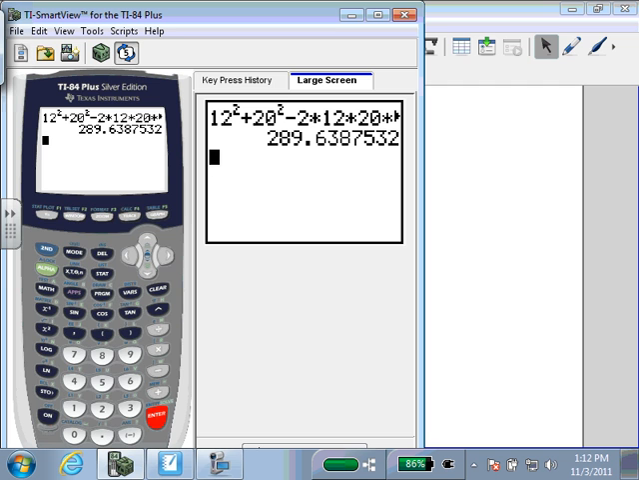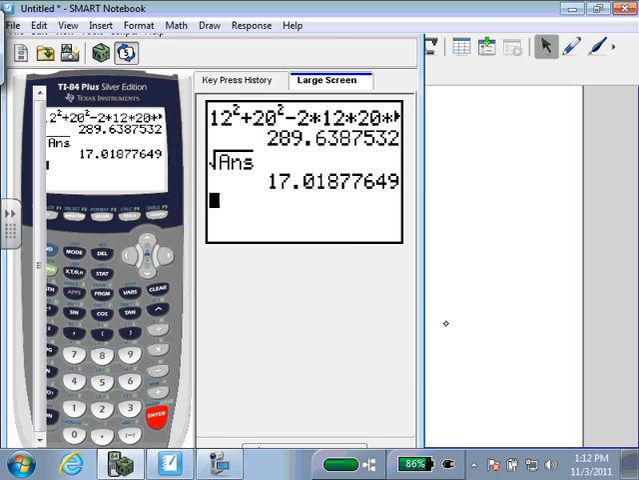Now, remember, that's b squared, so I need the square root of my answer. And that tells me side B is about 17.02.